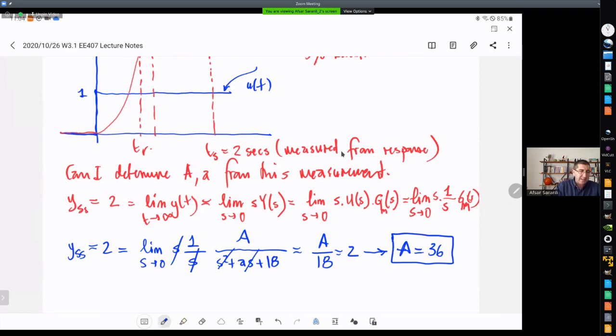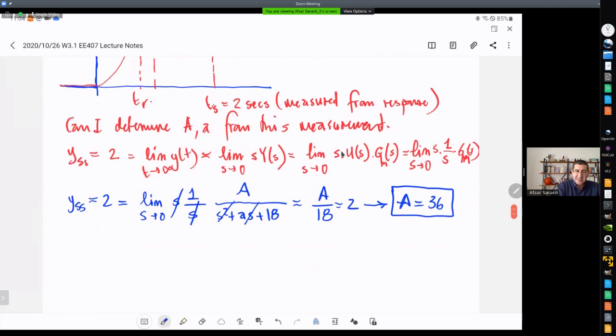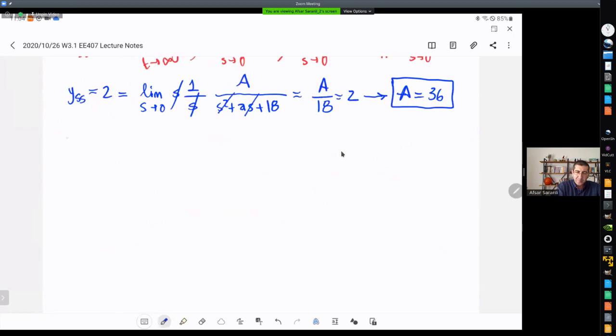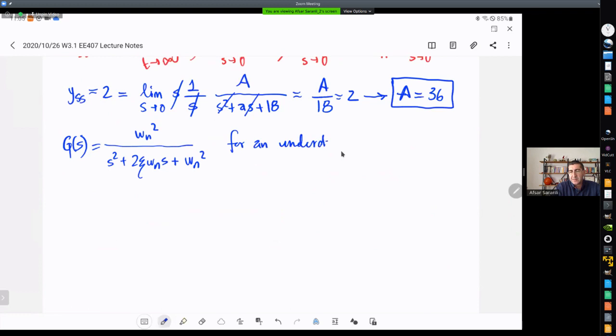Now, we know that for a second order system, the typical transfer function is equal to omega n squared over s squared plus 2 psi omega n s plus omega n squared, for an underdamped second order system. I know that my system is underdamped because of the response, which already has some oscillations, right?